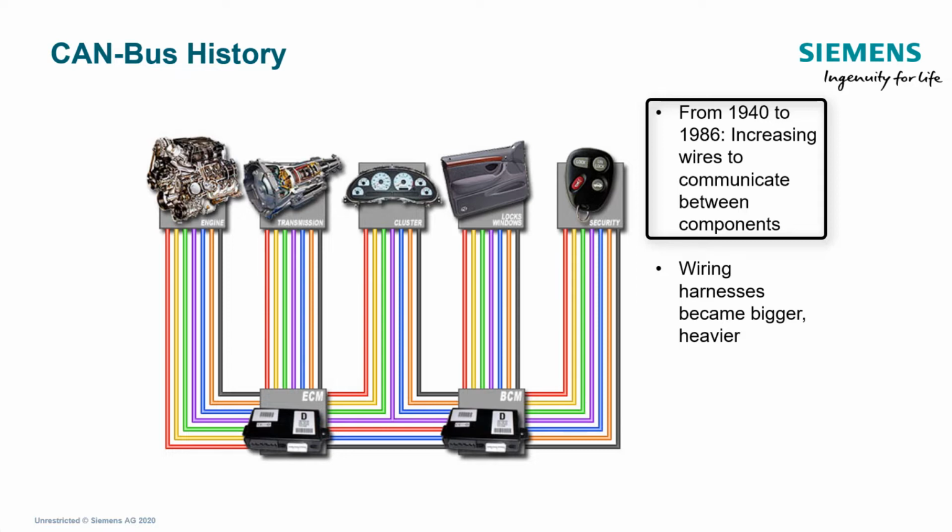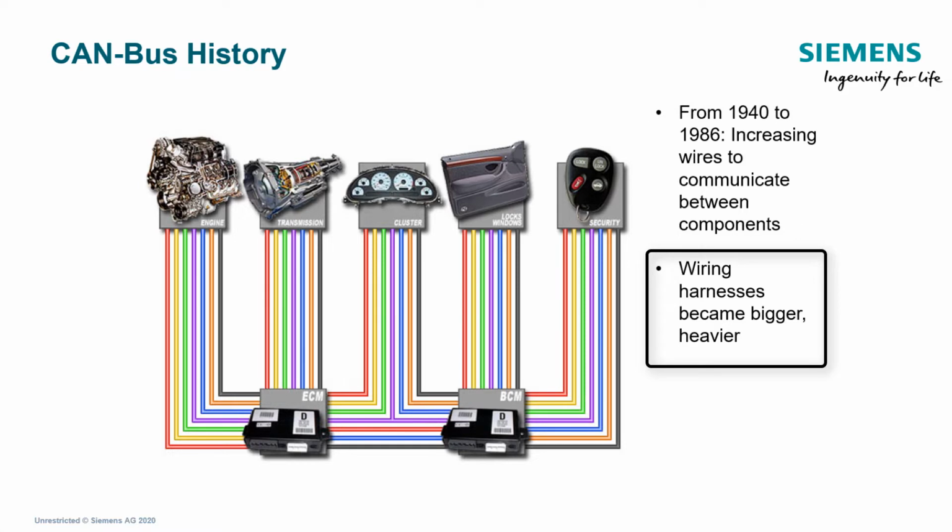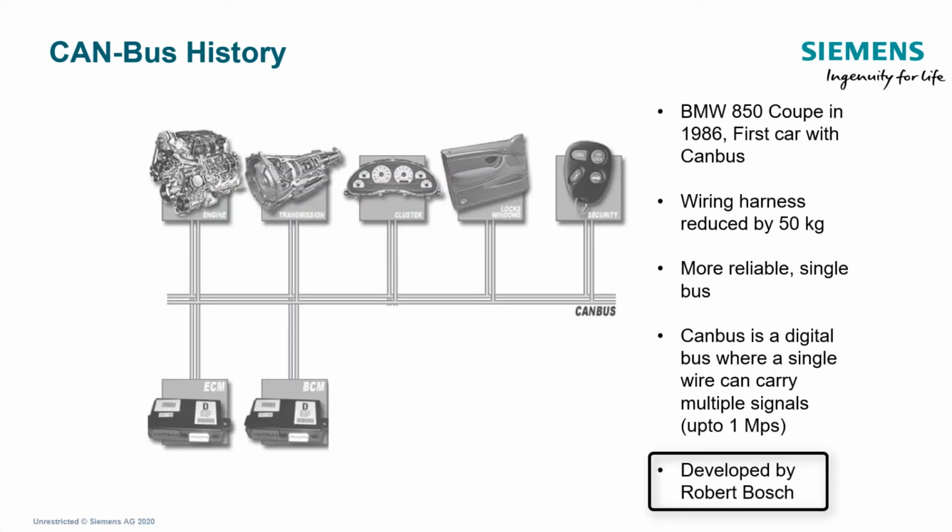One of the things that was happening is there was a need for more and more electrical controls, and so these wiring harnesses were becoming bigger and heavier. They were even the weak point of a lot of cars. If one of these wiring connections went bad, then your car didn't work. So that was becoming a problem. They were also getting heavier, which would have a penalty for fuel economy. So the supplier, Robert Bosch, developed a system where signals could share a common wire.